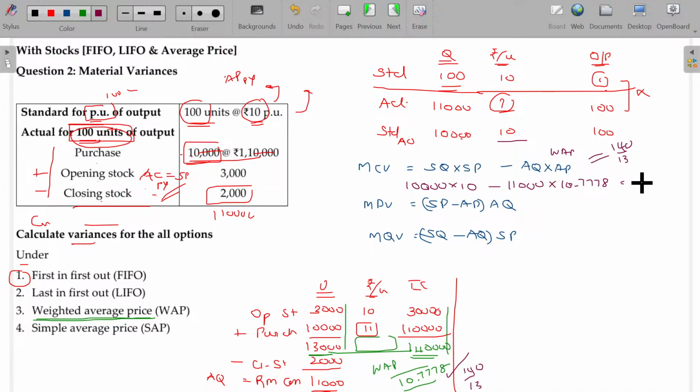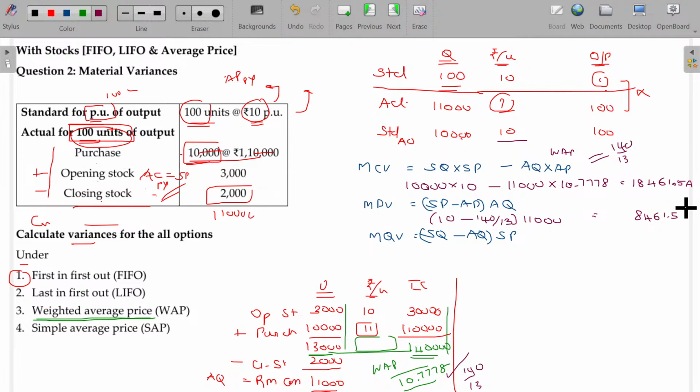Okay, so the final answer being 18,462, or 18,461.5 adverse in the most precise form. Standard price being 10, actual price being 140 by 13, actual quantity being 11,000. Ultimate value being 8,461.5.